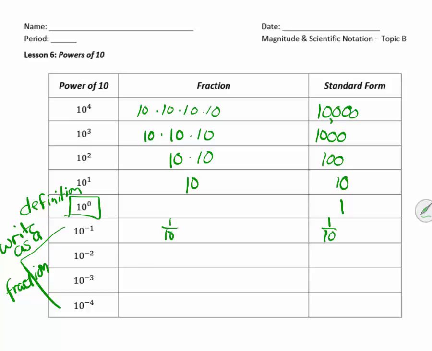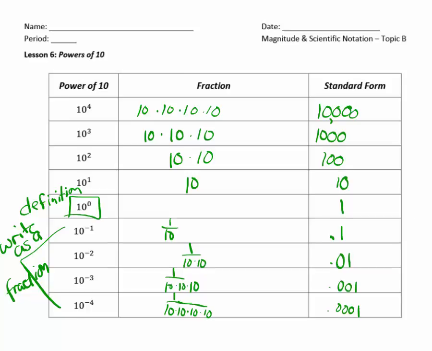1/10. Actually, I'm not going to write it like that. Sorry. I'm going to write that as a decimal, so we're going to write that as 0.1. 10 to the negative 2, well, 10 to the 2nd was 10 times 10, so this is 1 over 10 times 10, which is 0.01. 10 to the negative 3rd is 1 over 10 times 10 times 10, which is 0.001. And 10 to the negative 4th is 1 over 10 times 10 times 10 times 10, which is 0.0001.